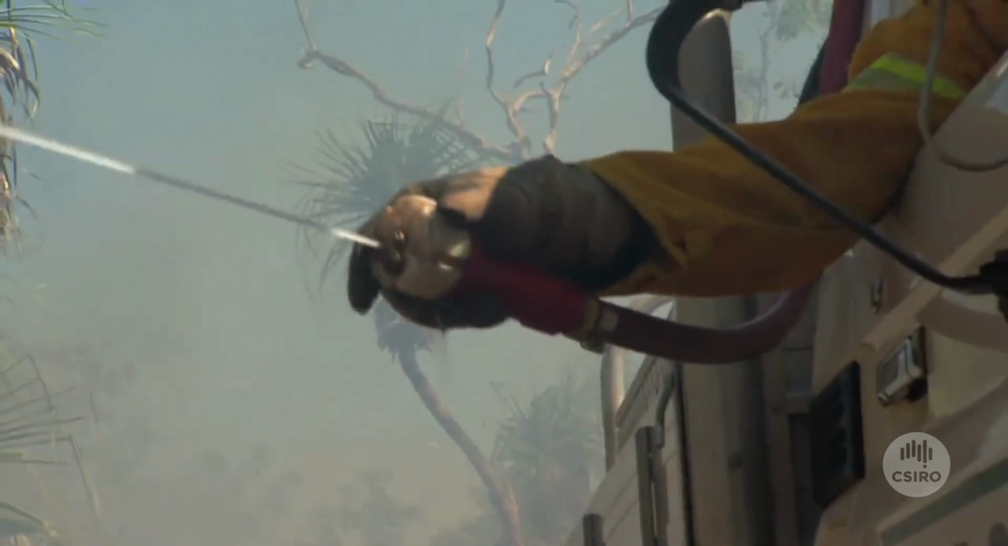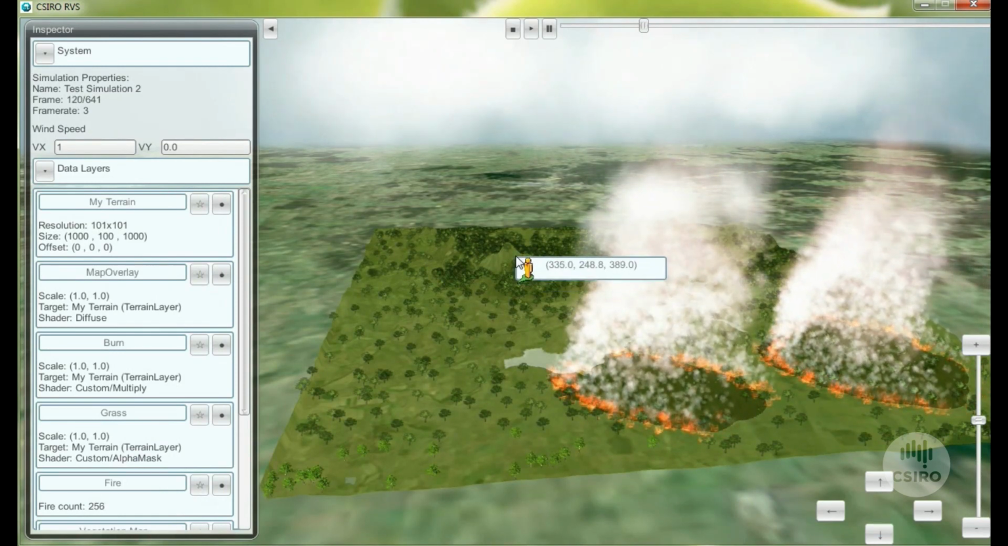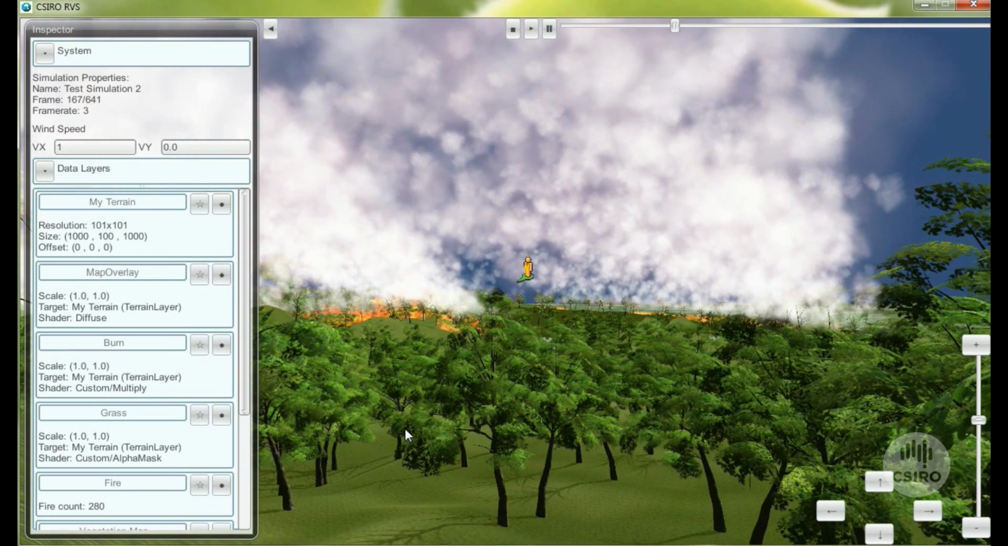It can also be used by researchers to actually try and understand different types of fire models. Now that Spark's actually publicly available and it's downloadable from our website, emergency agencies can actually have a first-hand look at how it performs. And Spark's actually able to be integrated with their existing systems.